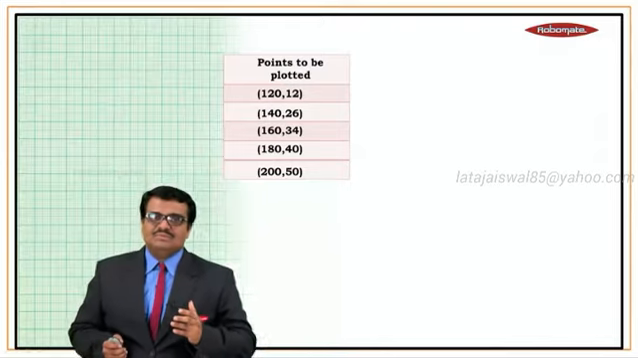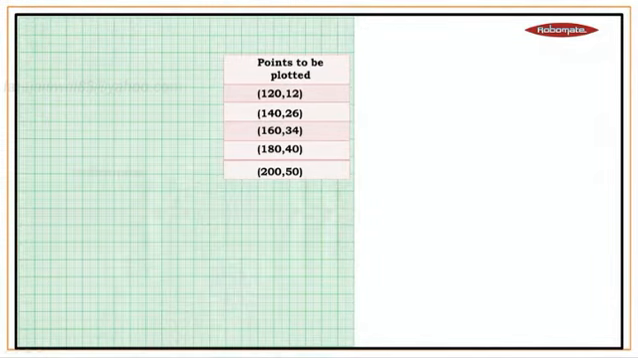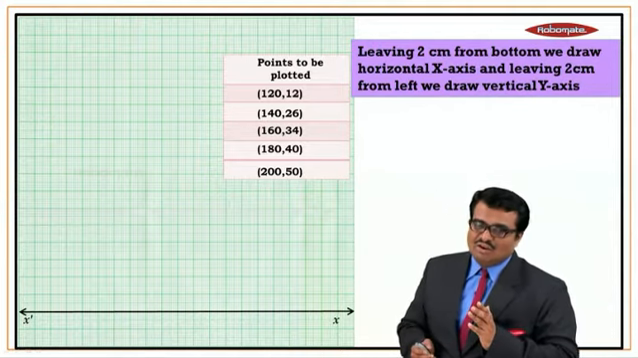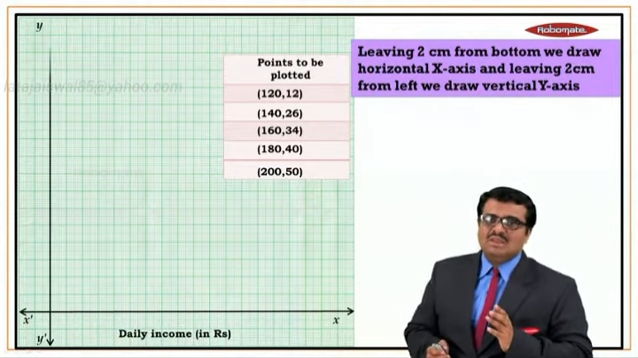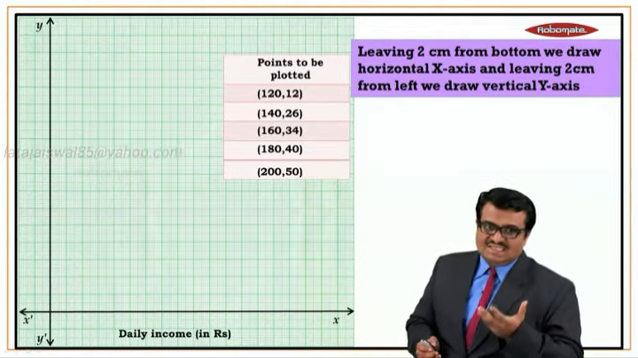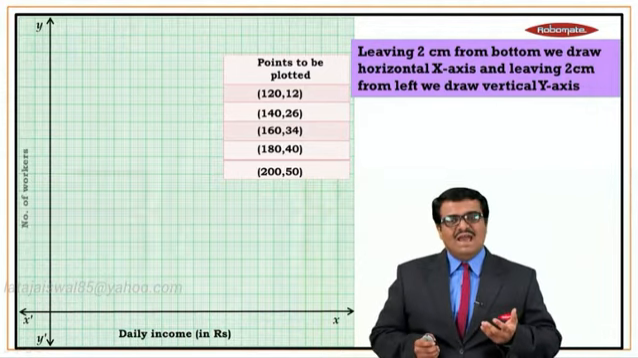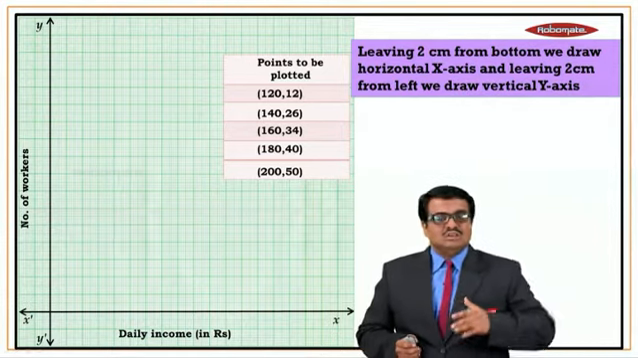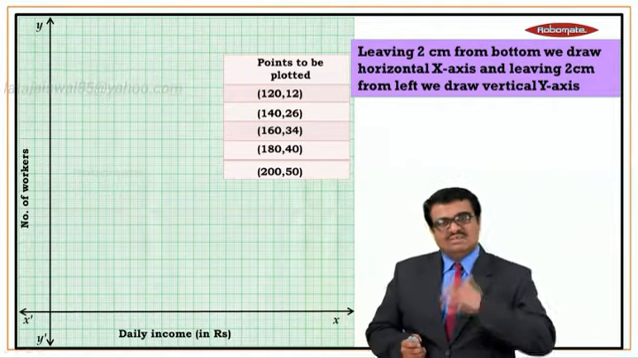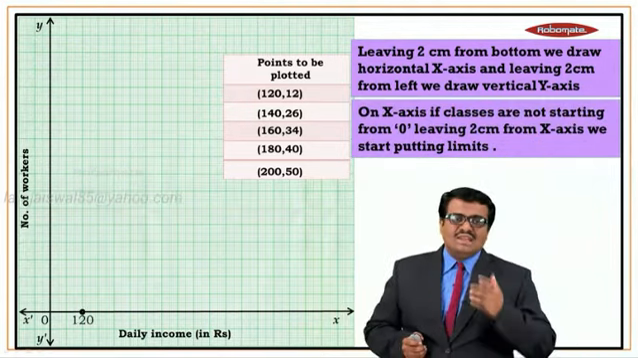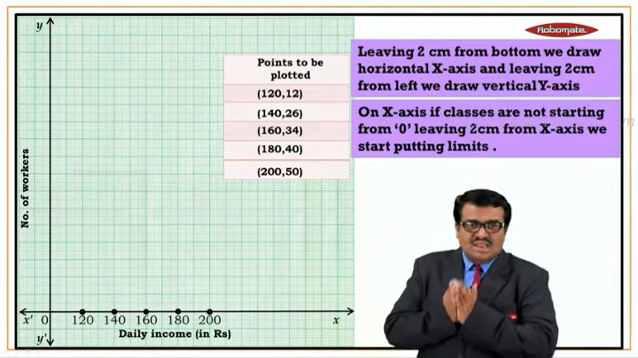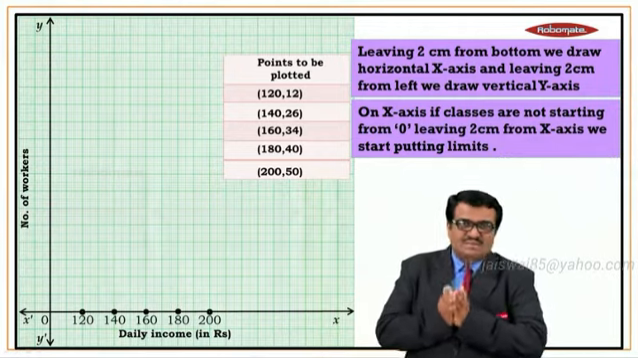Now we will take our graph paper. These are the points to be plotted. On the graph paper, from the bottom we will leave 2 centimeters and draw the x-axis, and leaving 2 centimeters from the left, we will draw the vertical y-axis. On the x-axis, we will write the classes, which is daily income in rupees. On the y-axis, we will write number of workers, which is the frequency or the cumulative frequency. Both are the same. On the x-axis, if the classes are not starting from 0, leave 2 centimeters and start putting the limits.